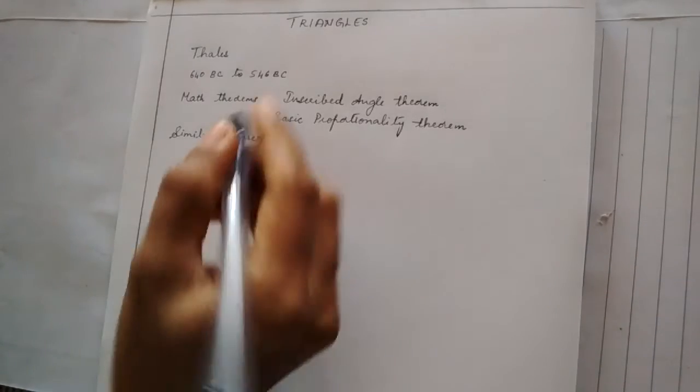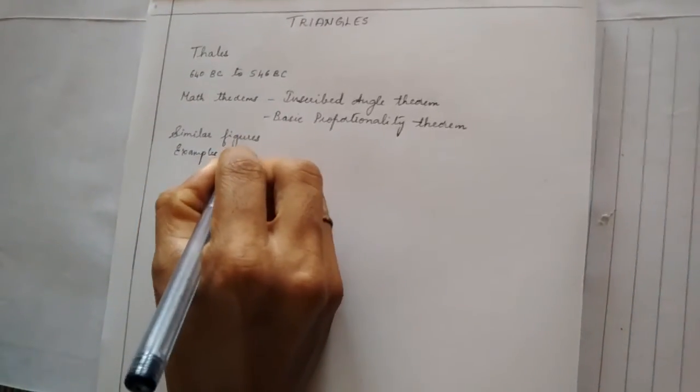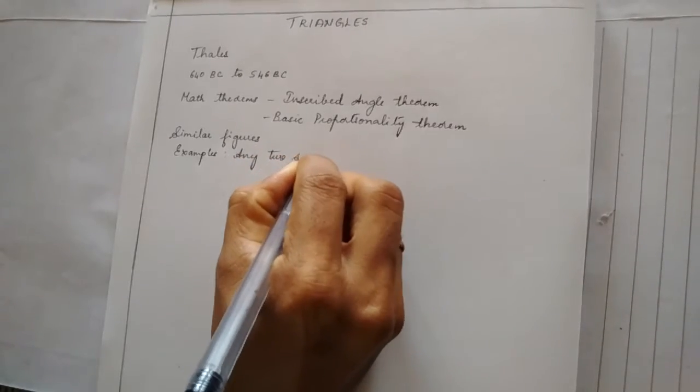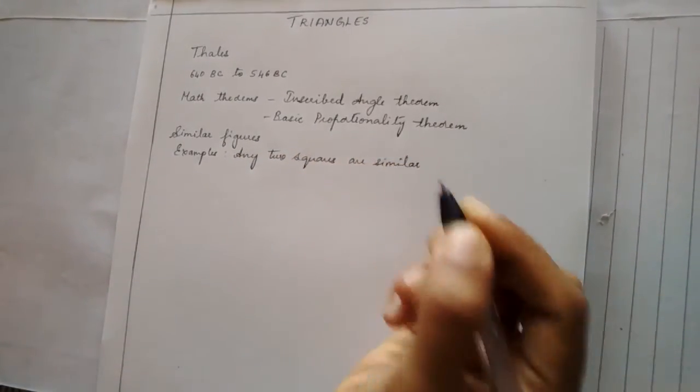For example, any two squares are similar, any two line segments are similar, all circles are similar. Example, any two squares are similar.